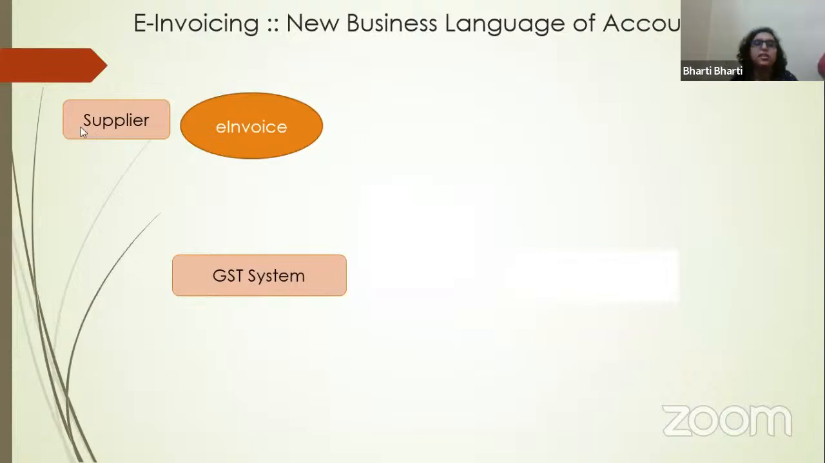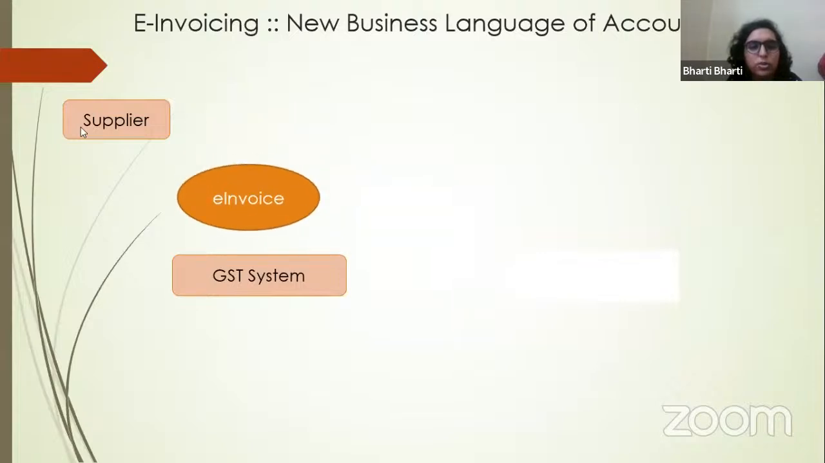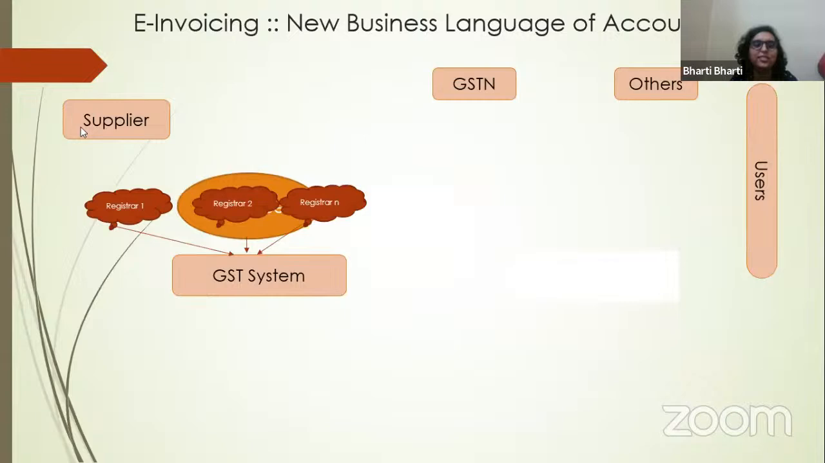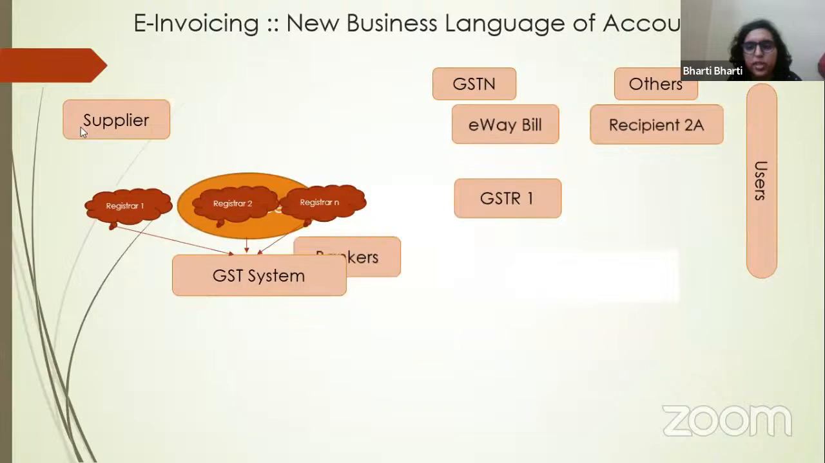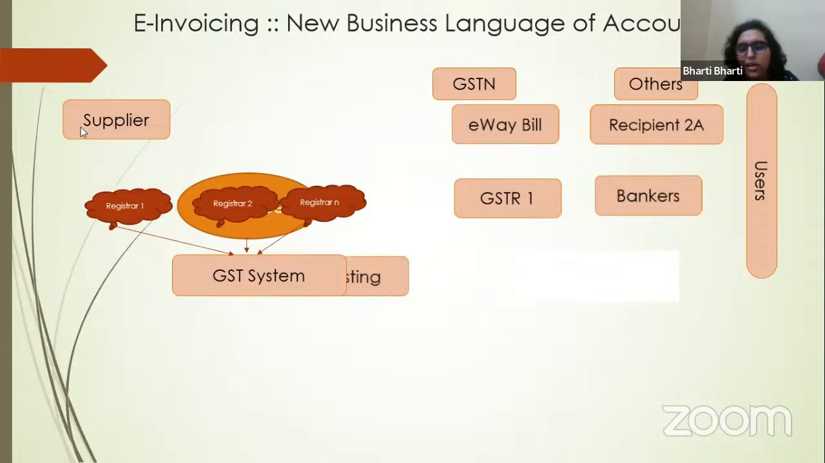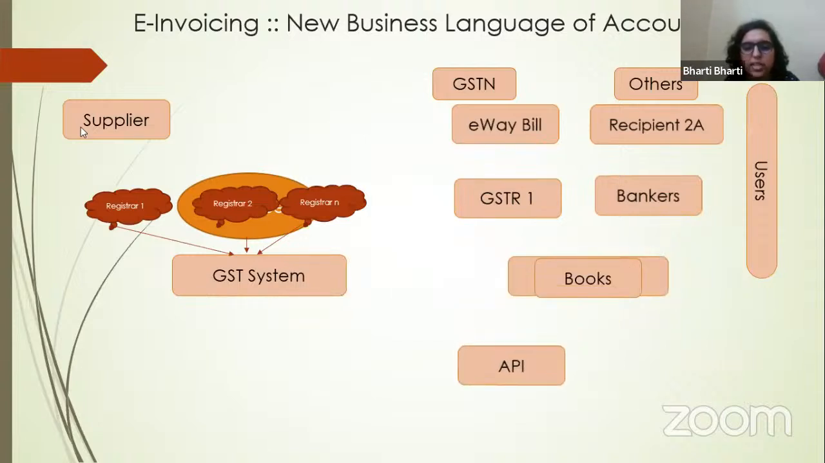So if we look at it in detail, e-invoice is generated by the supplier. It goes to the GST system, goes through various registrars where it validates the data and checks for duplication. Then once e-invoice is generated, it goes to GST, and if e-waybill is generated, it goes to the e-waybill portal. From there, it gets populated into GSTR1 and recipients 2A and 2B, and it also goes to other relevant related parties, which they can import through API into their books.